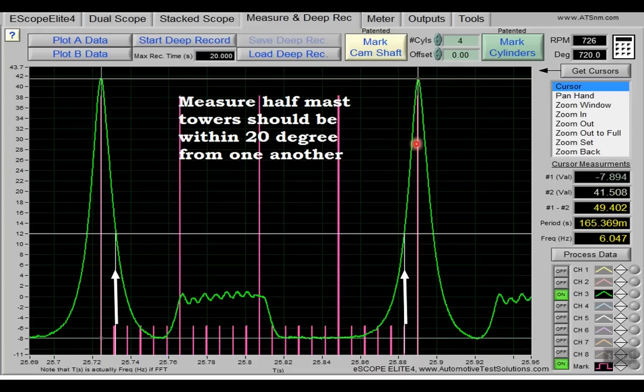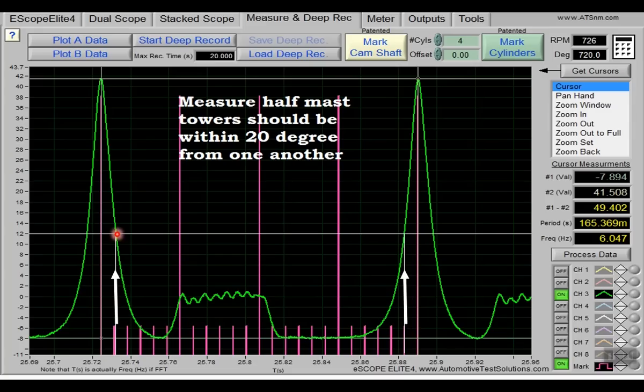This is the compression ramp, and this is the decompression ramp because I'm decompressing. I compressed on this side, I decompressed on this side, and I want to measure from this center line out to the decompression. Both of these ramps I want to be within 20 degrees. On this particular example, you can see I'm at a 30 degree mark half mast, and I'm a little over 30 degrees on this.